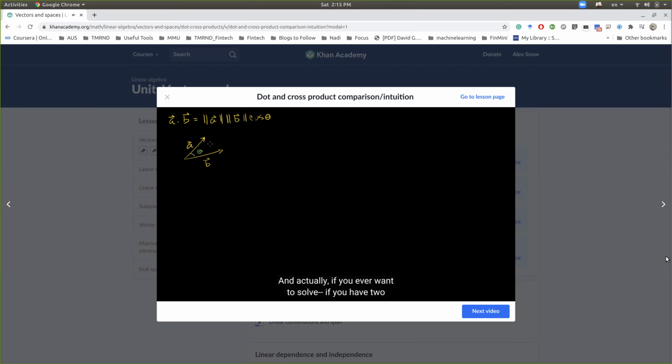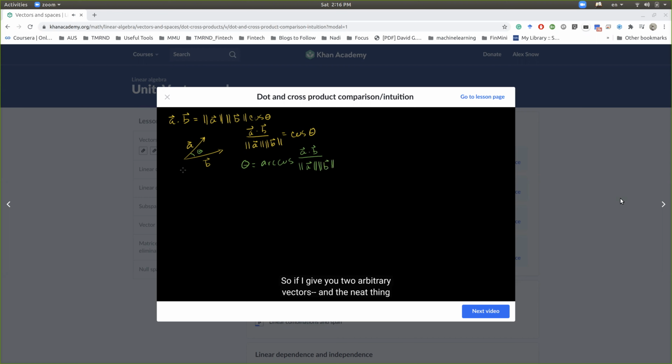And actually, if you ever have two vectors and you want to solve for that angle, and I've never done this before explicitly, I thought I might as well do it right now, you could just solve for theta. So a dot b divided by the lengths of your two vectors multiplied by each other is equal to the cosine of theta. Then to solve for theta, you would take the inverse cosine, or the arc cosine, of both sides, and you would get theta is equal to arc cosine of a dot b over the product of the lengths of each of those vectors.